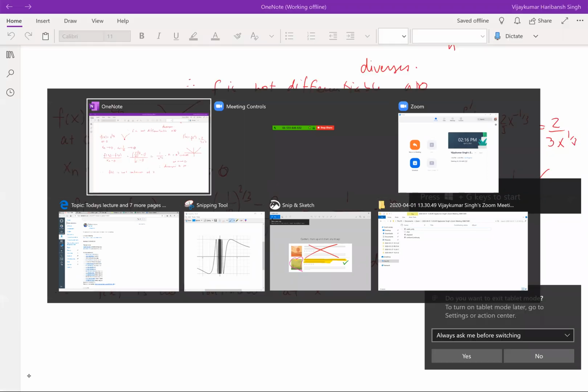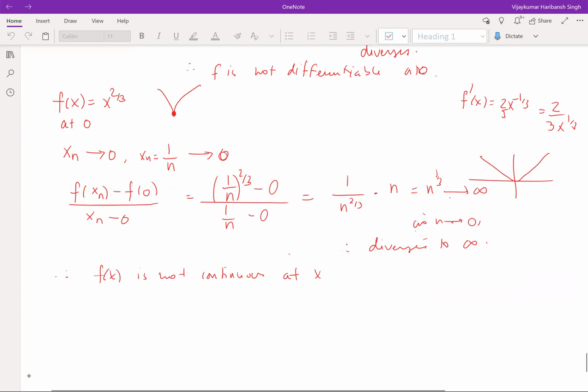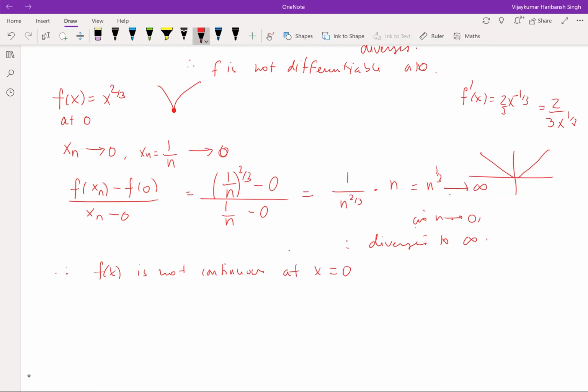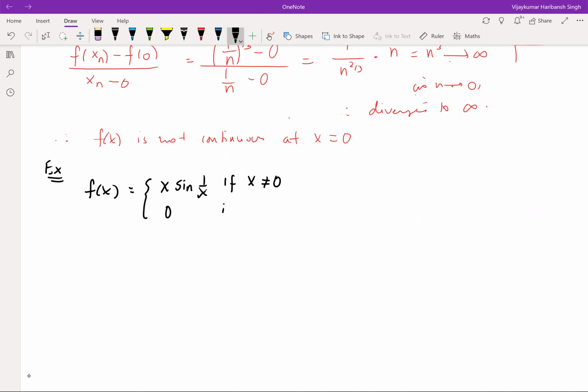Okay, sorry. All right. So f of x is not continuous at x equals to 0. Now let's move on to the next example. So it's a good exercise. Take f of x equals to x sine 1 over x if x is not 0, and f of 0 equals 0 if x equals to 0. So first of all, this function is continuous at 0, and then you have to argue whether it's differentiable or not.